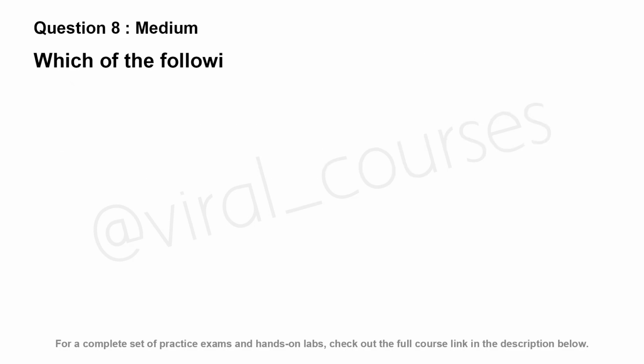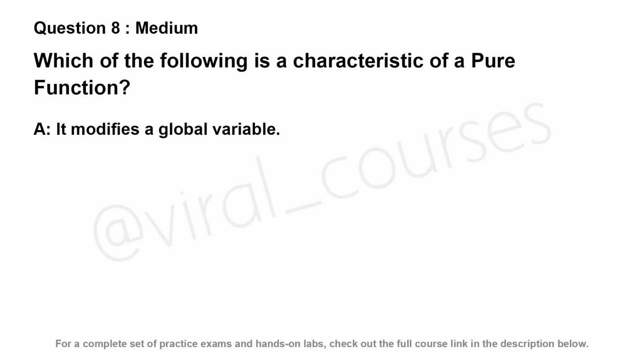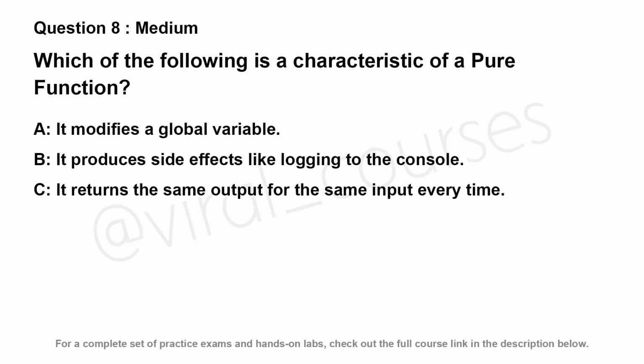Which of the following is a characteristic of a pure function? Option A. It modifies a global variable. Option B. It produces side effects like logging to the console. Option C. It returns the same output for the same input every time. Option D. It depends on the current system time.